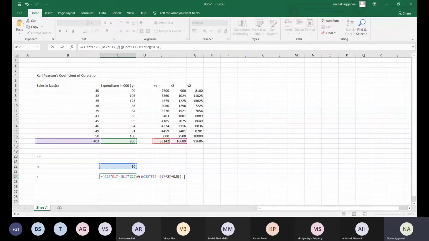Then multiply by. So another bracket will start, which is n summation y square now. So n is again this. So n into summation y square. So this is your summation y square minus of summation y whole square. So that becomes this raised to the power 2. Fine. And for this again raised to the power 1 by 2, means 0.5.